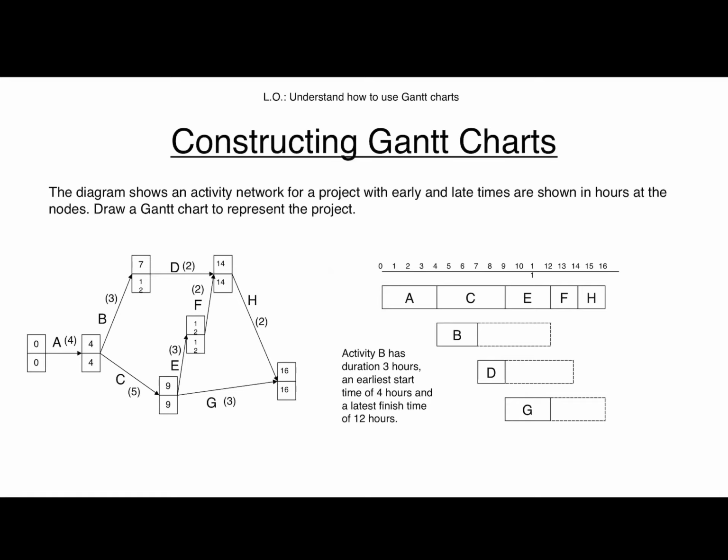And from looking at it, I could say that I only need 2 people to work on this project, because one person could do tasks A, C, E, F, and H, one after the other. And while that first person is completing the critical tasks, another person could do task B. And when they finish task B, they can move on to D, and when they finish D, they could move on to G. So I only need 2 people there.